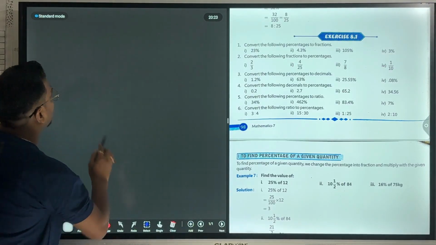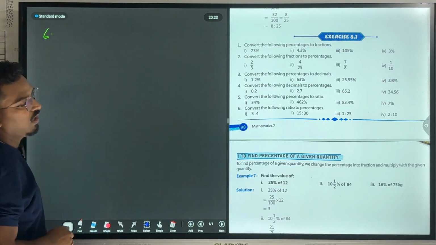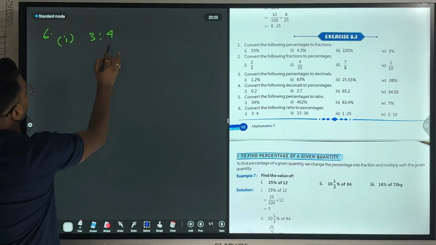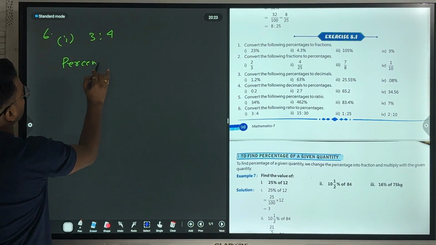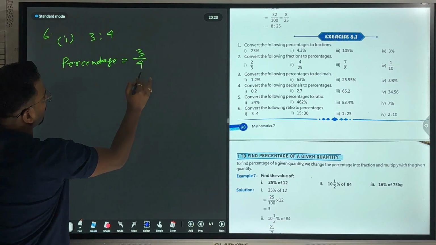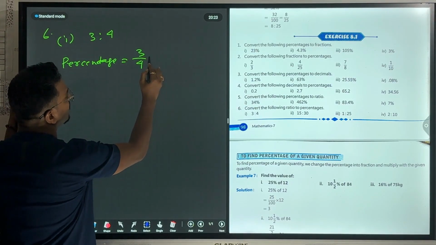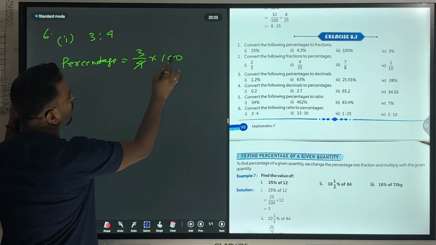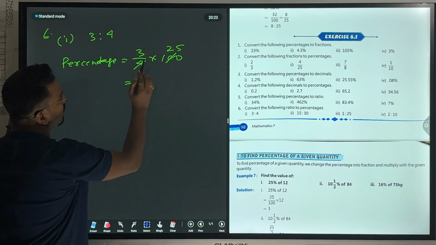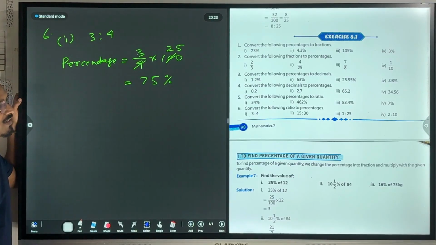Moving to the last question, question number 6. Convert the following ratio to percentage. The first one is given 3:4. So, if you want to convert into percentage, this ratio can be written as 3/4. If you want to convert into percentage, you have to multiply by 100. So, 4 how many times? 25. So, 25 into 3 it will become 75%. It is 75%. Clear?